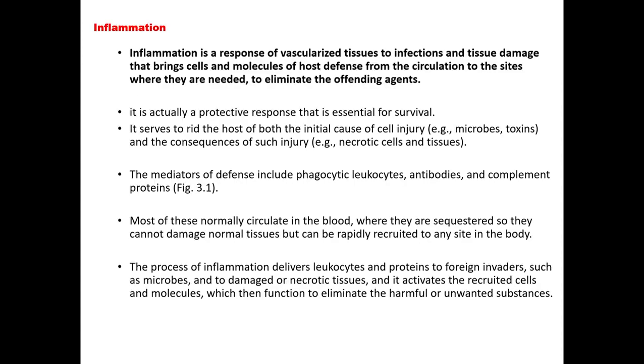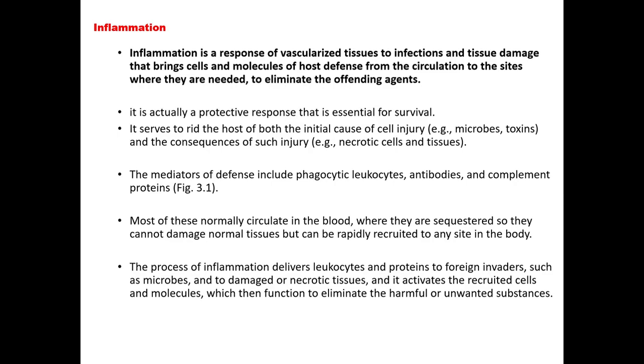Inflammation is the response of vascularized tissue to infections and tissue damage that brings cells and molecules of host defense from the circulation to the site where they are needed. The goal is to eliminate the offending agent. Usually it is a protective response essential for the survival of our body, and it serves to rid the host of both the initial cause of cell injury, whether it is a microbe or toxin, and the consequences of the injury, such as necrotic cells and tissue.